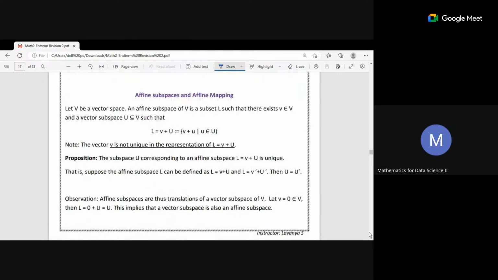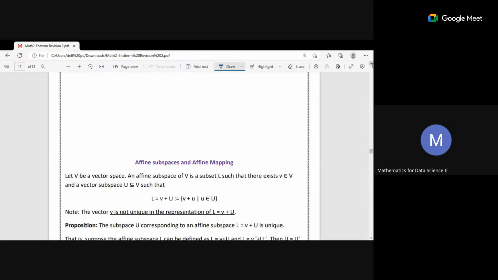Okay, so the next topic here is affine subspaces and affine mapping. Regarding this, the main thing you should know is that corresponding to every affine subspace, there is a subspace. Before that, you should first of all have a clear understanding about subspaces. In general, I'll quickly ask you, what are all the subspaces of R2? That is the 0 point only, and any line passing through origin, and the entire R2.